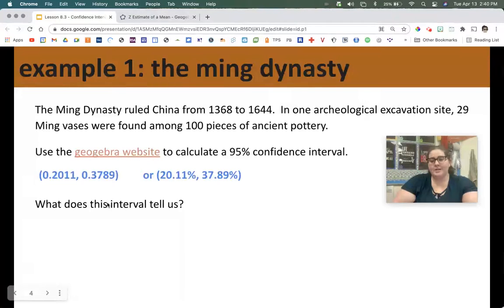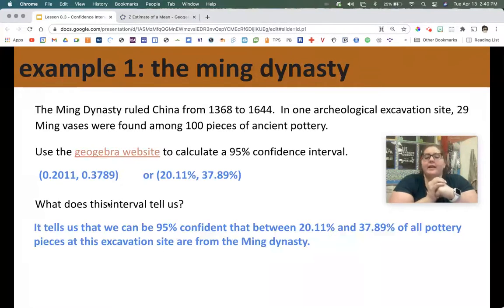And then what that interval tells us, remember, an interval is telling us an estimate for what the true proportion might actually be. So when we interpret or explain the interval, we say something like, we can be 95% confident that between 20.11% and 37.89% of all the pottery pieces are from the Ming Dynasty. So somewhere between those two proportions is the true proportion of all the pottery pieces. And remember, the 95% confident just refers to how sure we are about that interval.